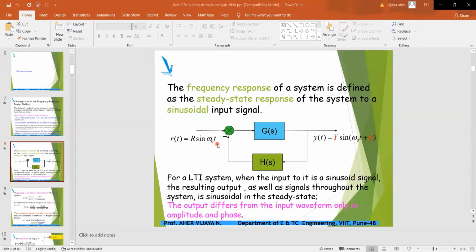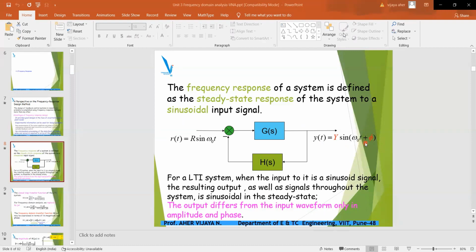So we have applied an input signal. Which type of input signal? A sinusoidal input signal. This R is a constant amplitude with frequency omega 0. Input is sinusoidal in nature, similar to Vm sine omega t. So we have applied R sine omega t as input to this closed loop control system. And what is the output? Output is y(t) equals Y sine(omega 0 t plus phi). Input is a sinusoidal signal, and output is also a sinusoidal signal with some phase difference.